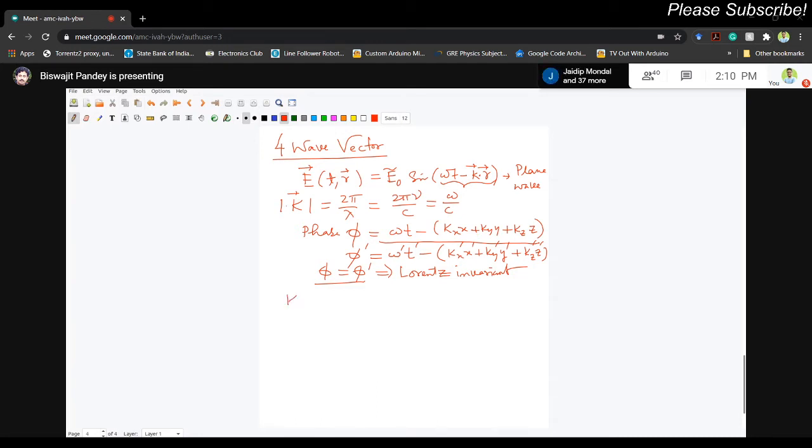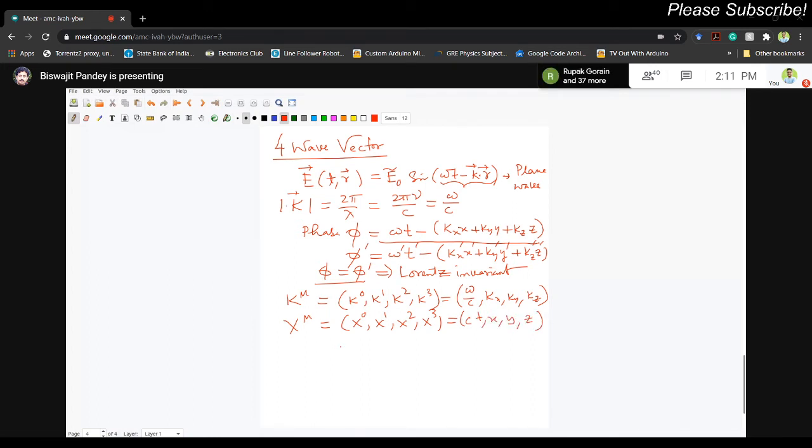Suppose I define a 4-vector kμ, which is equal to, say, k0, k1, k2, and k3, 4 components, which are, say, ω by c, kx, ky, kz. Now you remember the space-time 4-vector xμ, right? What was xμ? x0, x1, x2, x3. What was x0? ct. This was x, y, and z.